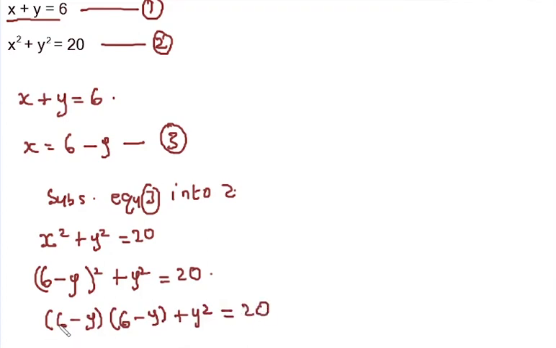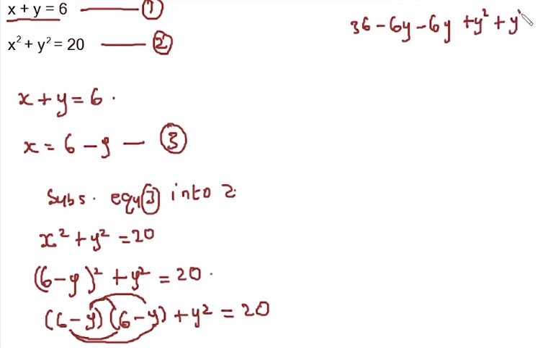So from here, I know that 6 times 6 is 36. And then 6 times minus y is minus 6y. And then minus y times 6 is still minus 6y. And then minus y times minus y is plus y squared. And then we have plus y squared is equal to 20. So simplifying all of this, I have y squared plus y squared is 2y squared, minus 6y minus 6y is minus 12y, and then I have plus 36 is equal to 20.